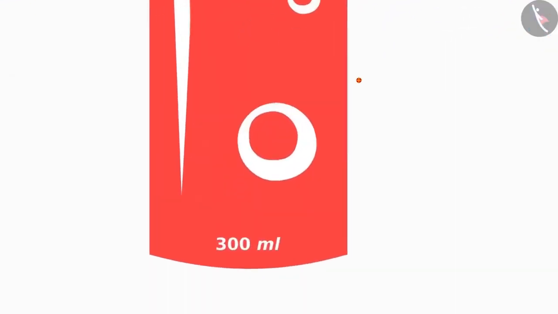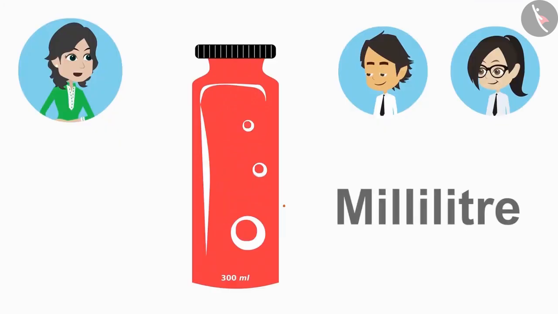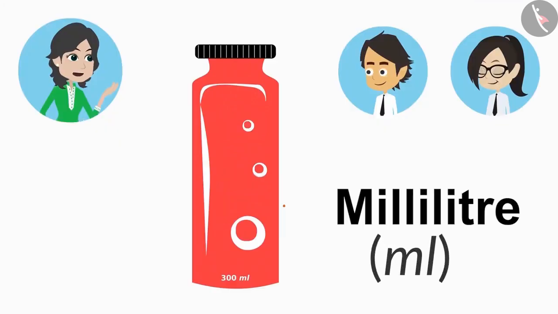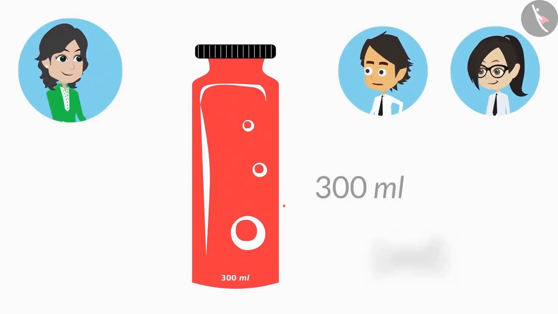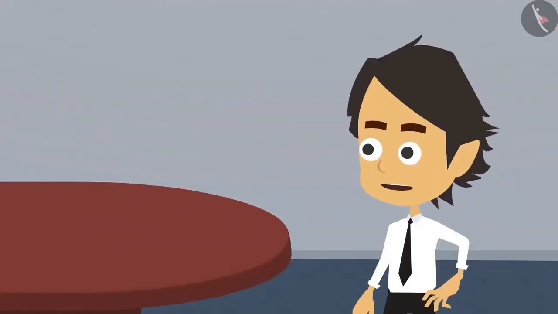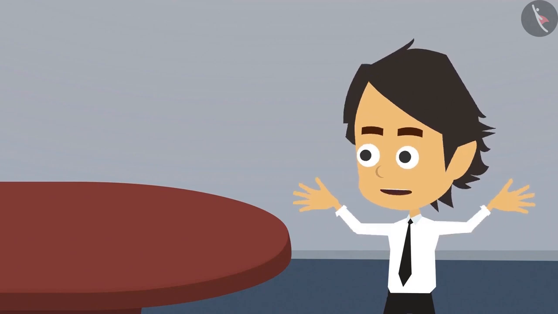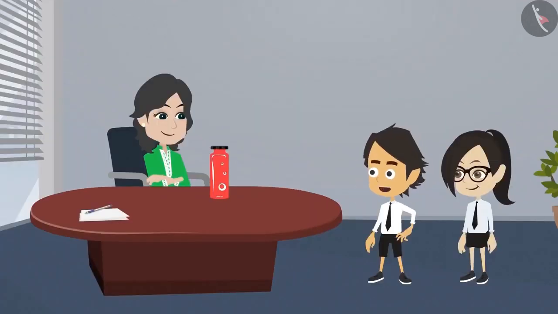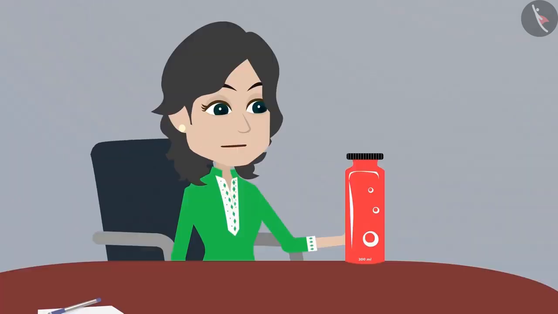See, here it says that this bottle has 300 milliliters of buttermilk. We use ml to write milliliter. Half of the 300 ml will be 150 ml. Which means if we divide the buttermilk in two equal halves, we both will get 150 ml each. Am I correct, madam? You are absolutely correct, Ayushman.